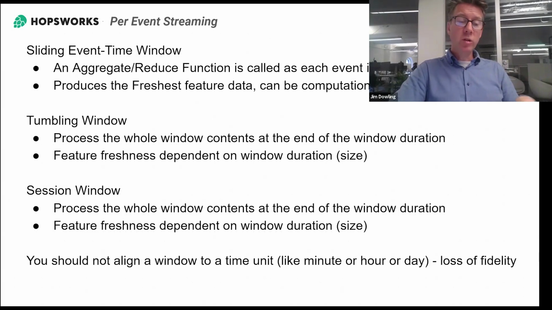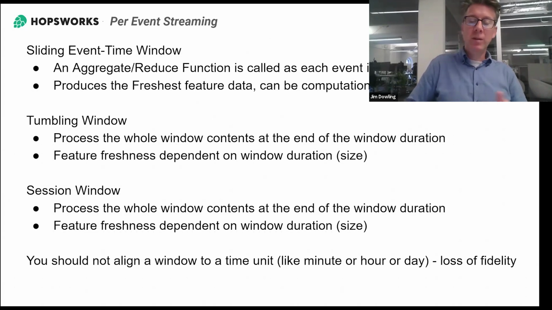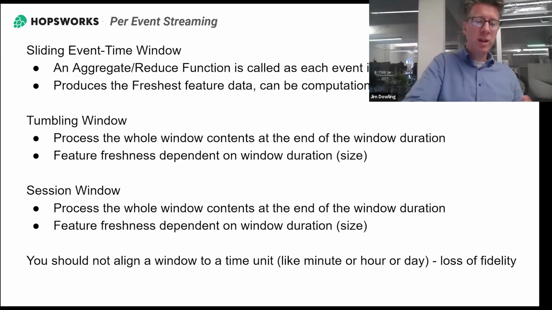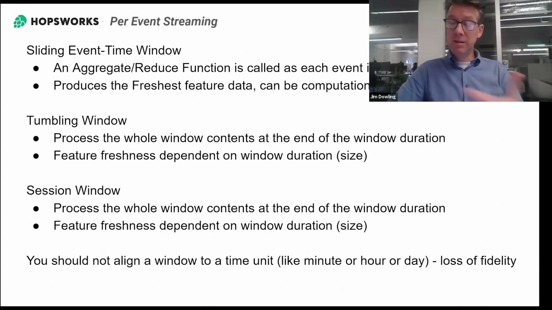Another thing that you don't want to do is align a window to a time unit. That might be fine when you're doing analytics, but it will lead to a loss of fidelity in your AI system, because when you're doing analytics, it might be useful to look at events that happen over the last hour or the last day or the last week or even the last minute. But in TikTok, we care about the last seconds. So when you align along a time unit like a minute or an hour, you're going to lose a lot of fidelity in the signal, the feature that you want to use to make predictions with.